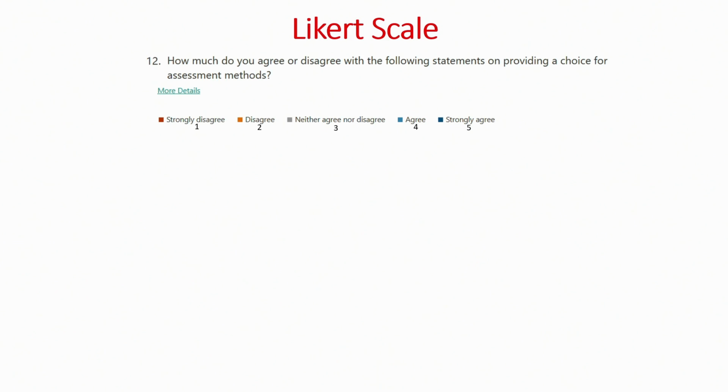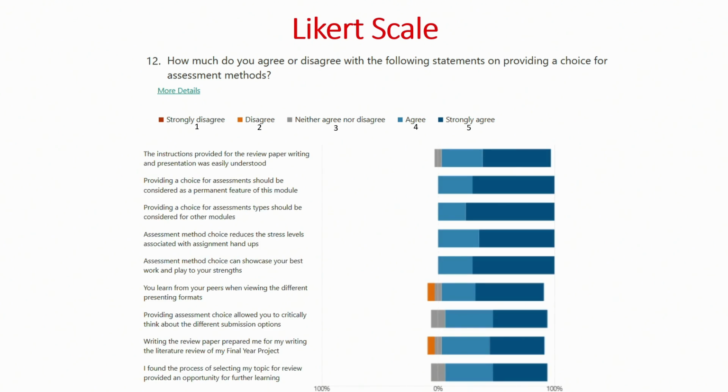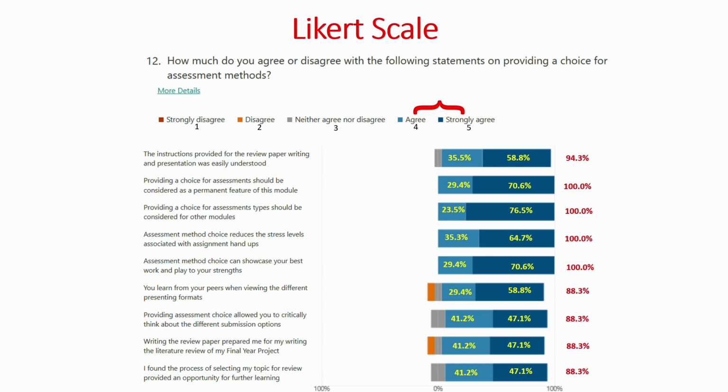I also did a 5-point Likert scale on how much they would agree or disagree with the following statements. Now, I won't go through all the statements, I'll just highlight a few of them here. So, fairly high in strongly agree and agree as well. And if you combine them, you can see that at the top of the list was providing a choice for assessment type should be considered for other modules.